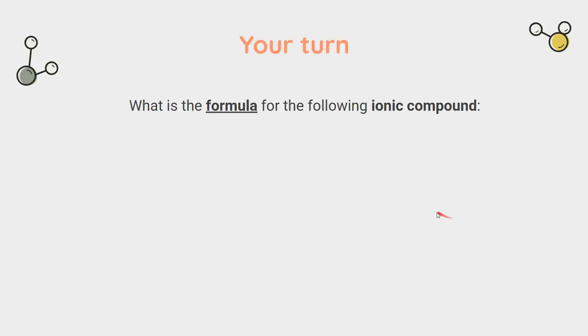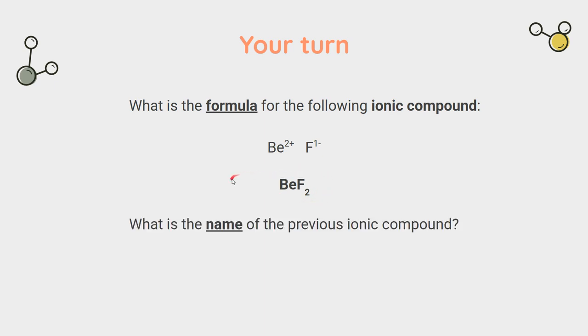All right, now it's your turn. What is the formula for the following ionic compound? We have Be2+ and F1-. Go ahead and answer on the EdPuzzle. For this, we should have gotten BeF2. You could use the switch trick or counting the number of atoms. So what is the name of this compound, this BeF2? Go ahead and answer on your EdPuzzle. The name of that is beryllium fluoride. Be is beryllium, and fluorine, the F, changes to fluoride.